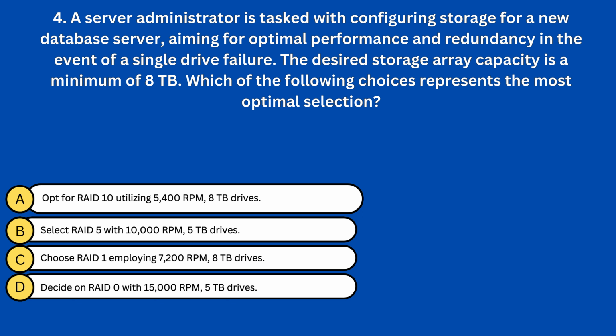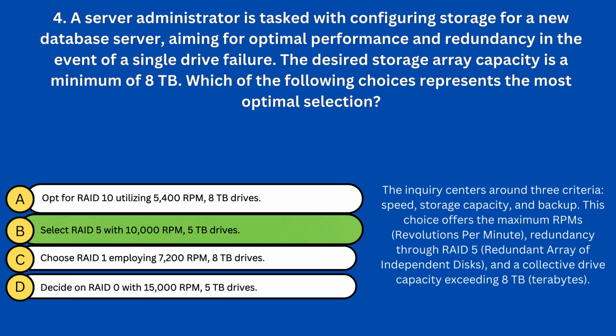Opt for RAID 10, utilizing 5,400 RPM, 8 TB drives. Select RAID 5 with 10,000 RPM, 5 TB drives. Choose RAID 1, employing 7,200 RPM, 8 TB drives. Decide on RAID 0 with 15,000 RPM, 5 TB drives.